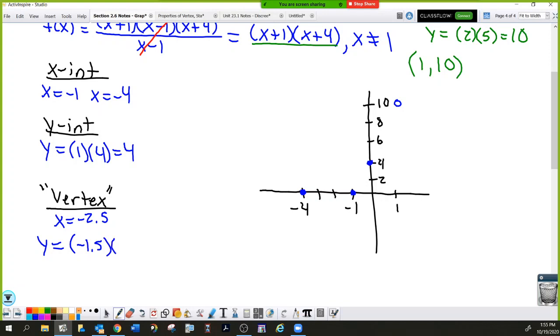Was it 2.5? Did I do my math right? Something's wrong. Negative 2.5 plus 1 is negative 1.5. And negative 2. Oh, it's 2.5, not 1.5. I'll be okay. Let's try this one more time.